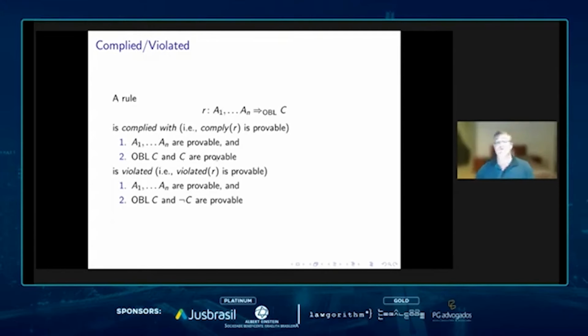And then when we want to consider it violated, essentially this first condition is the same. We need to be able to prove the obligation of the effect of the conclusion, and also that the opposite of the content of the obligation of the conclusion is provable. Okay, so it seems quite simple.